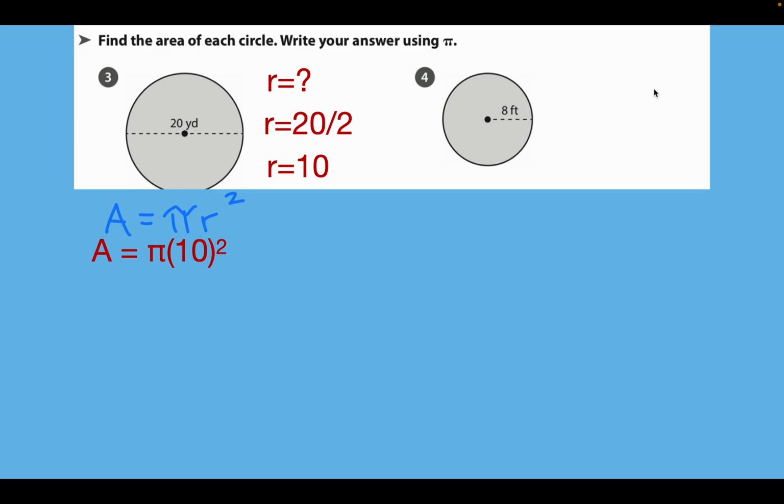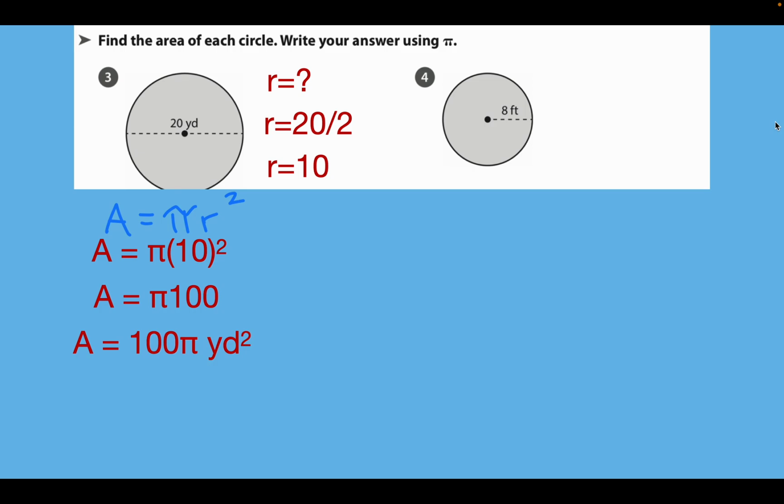So we have to use the exponent first. So 10 squared means 10 times 10. So it is area equals pi 100. Now we're going to write this the correct way, where the number is in the front, and then we're going to add its units. So area equals 100 pi yards squared. It's area, so your units will always be squared.